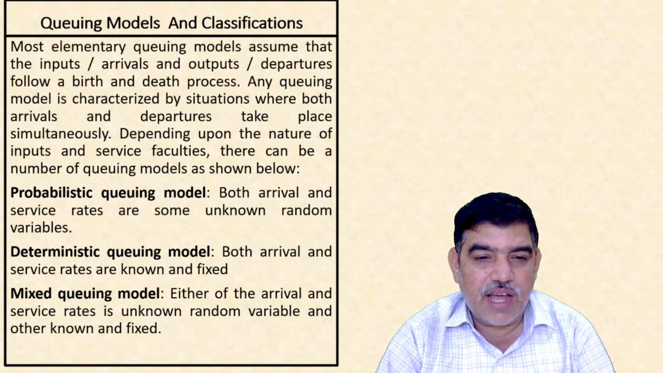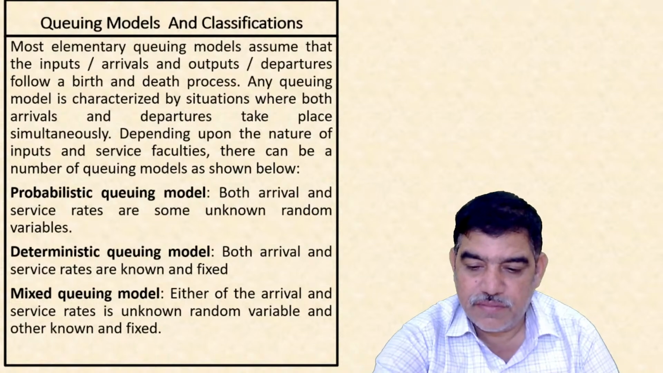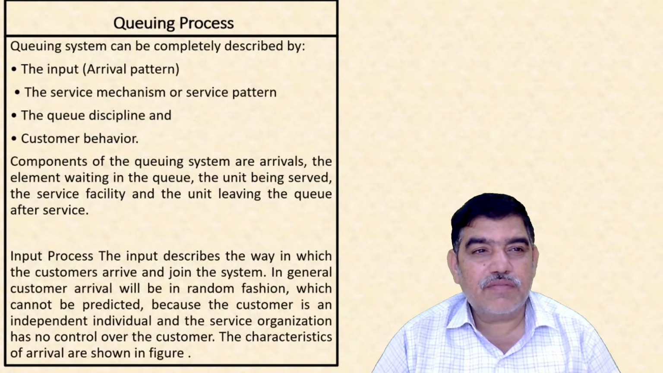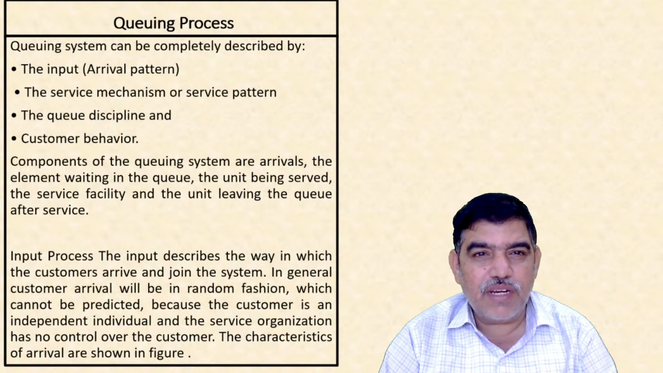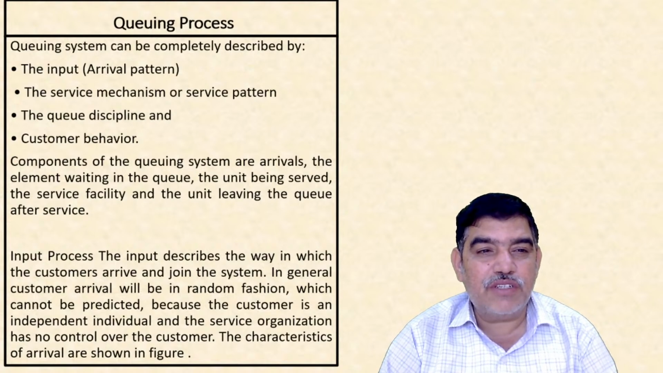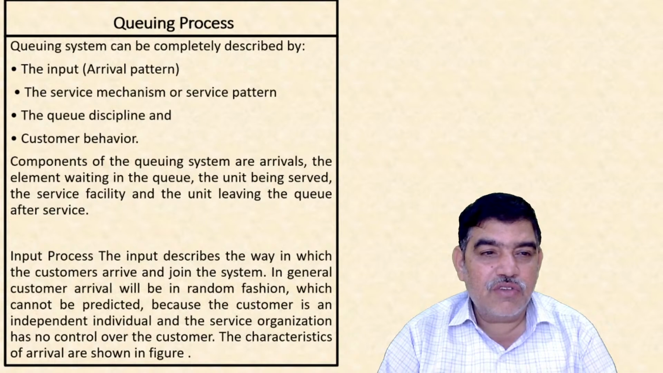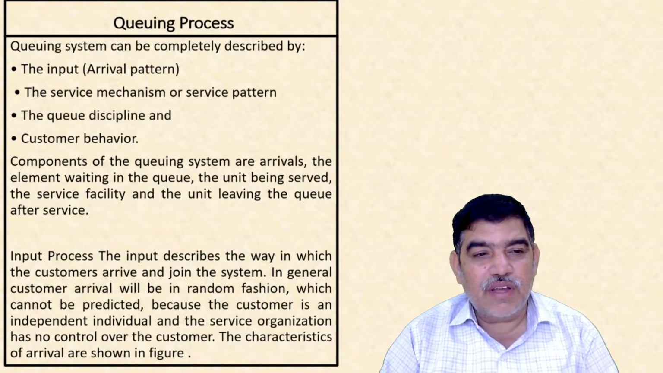Then mixed queuing model: either the arrival or the service rate is an unknown random variable, and the other is known and fixed. Then the queuing process. A queuing system can be completely described by the input, that is called the arrival pattern, how the customers visit the server, a service point, the service mechanism or service pattern, the queue discipline, and customer behavior. The components of the queuing system are the arrival, the element waiting in the queue, the unit being served, the service facility, and the unit leaving the queue after service.